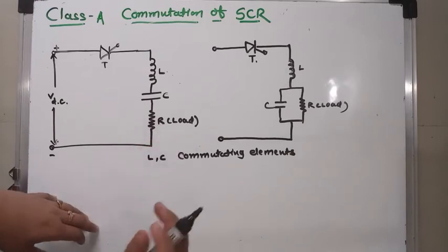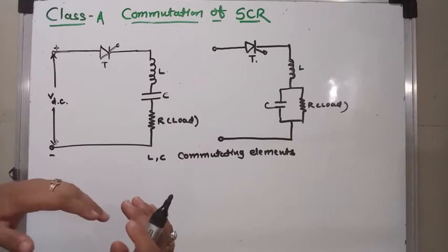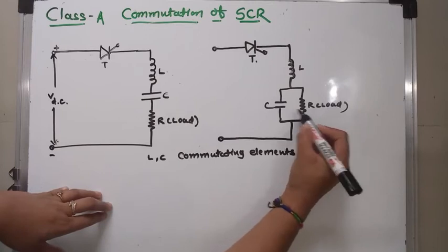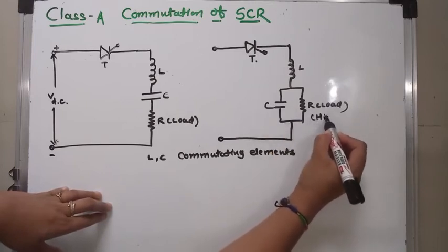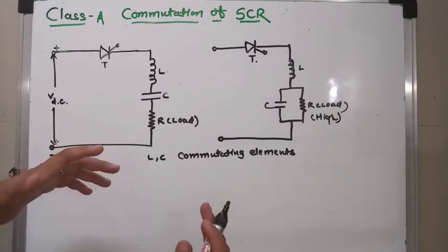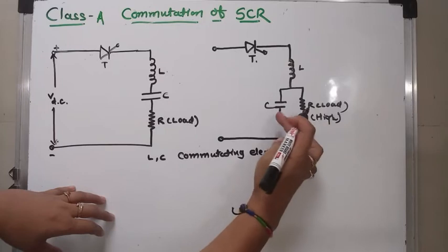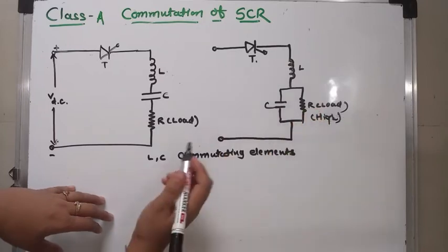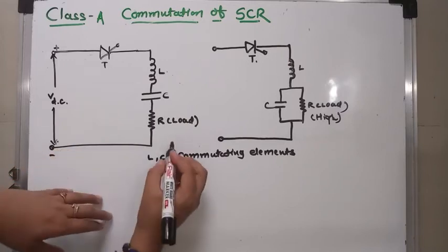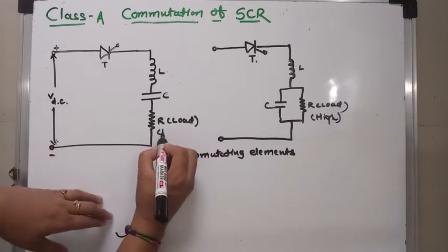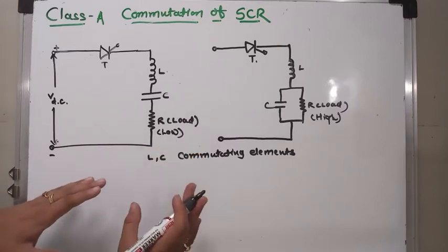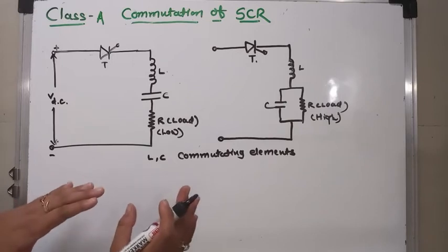Now see, when the value of the load resistance is high, then the load is connected in parallel with the capacitor, meaning the capacitor is connected across the load. When the value of the load resistance is low, at that time it is connected in series with L and C. This way you can connect the circuit for the class A commutation.